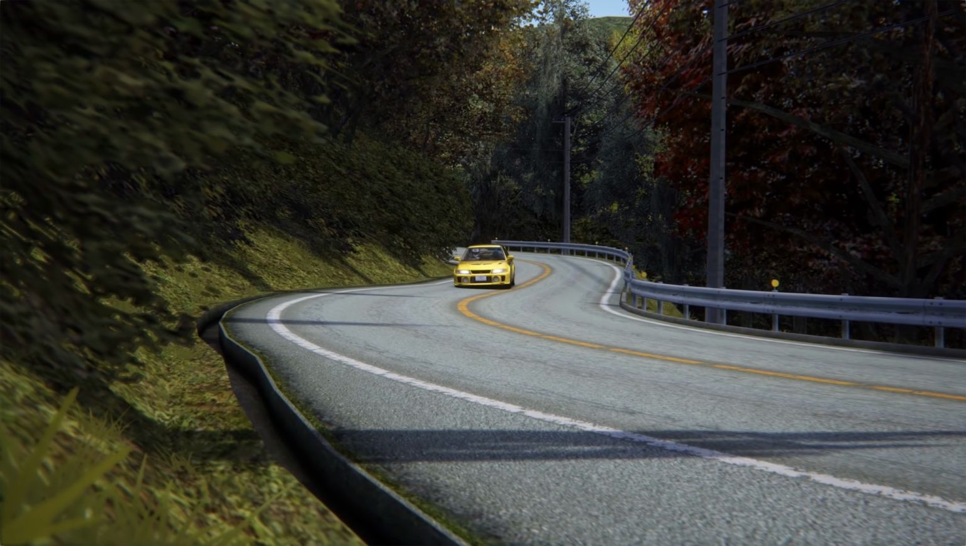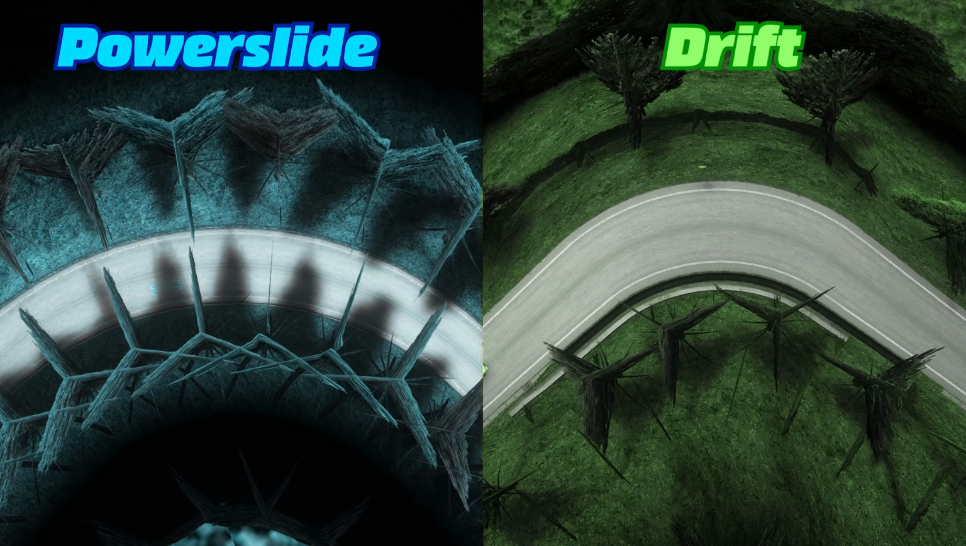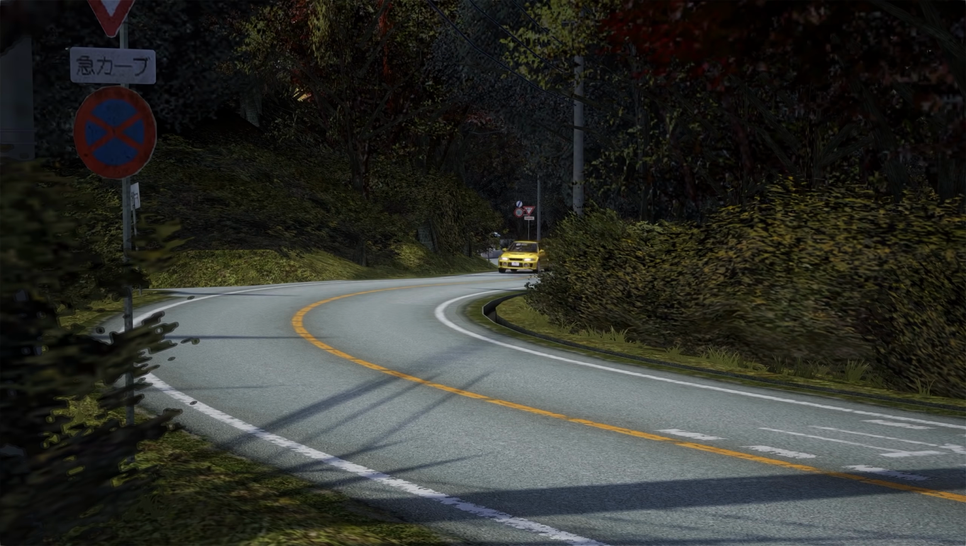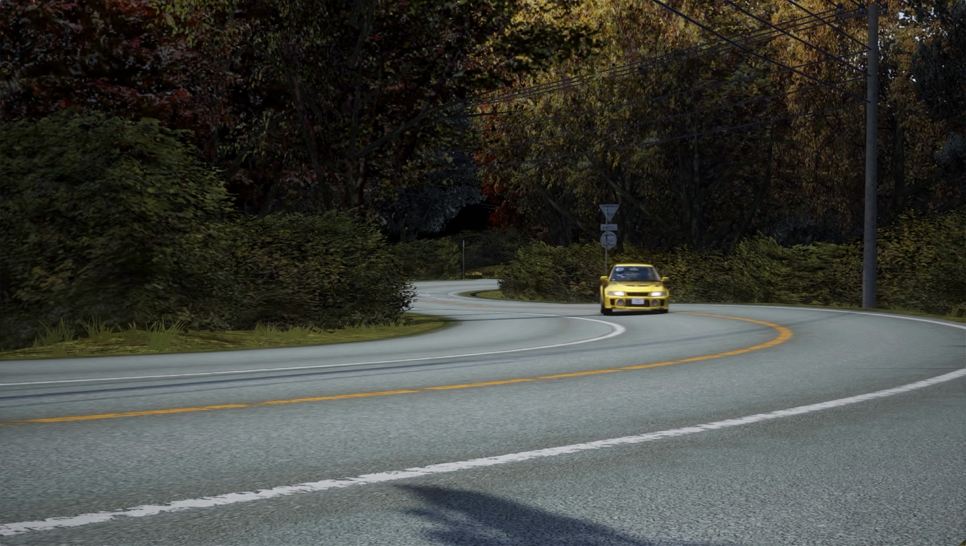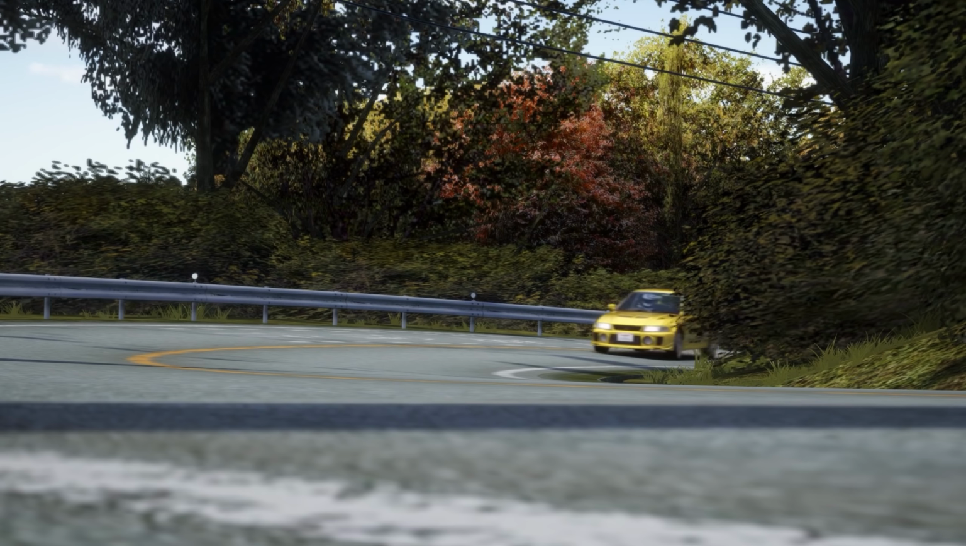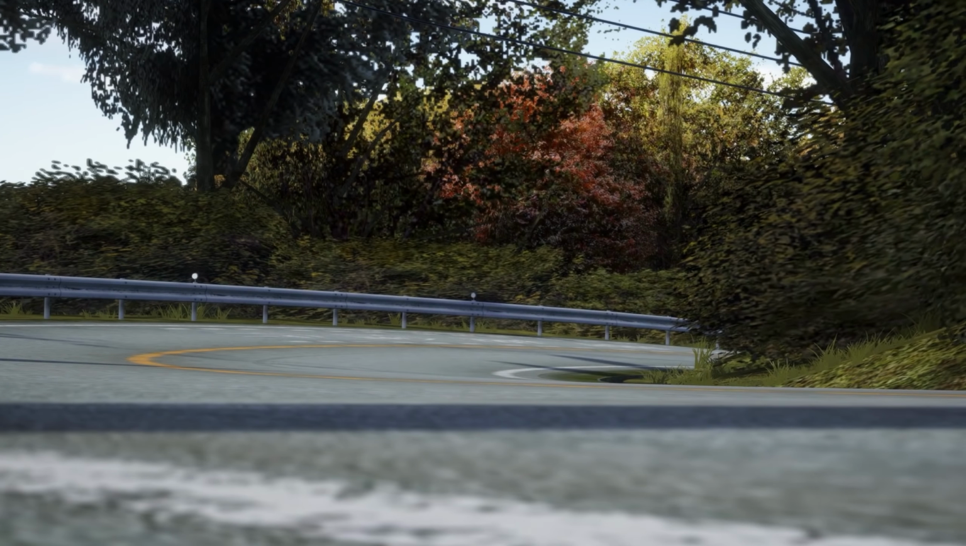Recently I've learned that there are a lot of people that don't know the differences between a drift and a power slide. Can you spot the difference? If not, don't worry, because in this video I'm going to be teaching you the differences between the two. So make sure you listen up, and if you end up learning anything, make sure you send this to a friend that is also confused by these words.